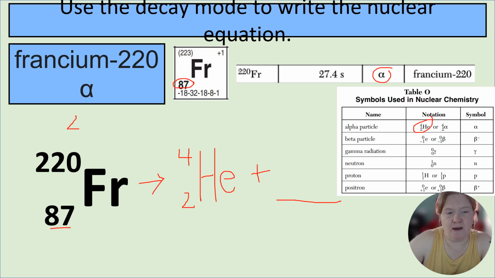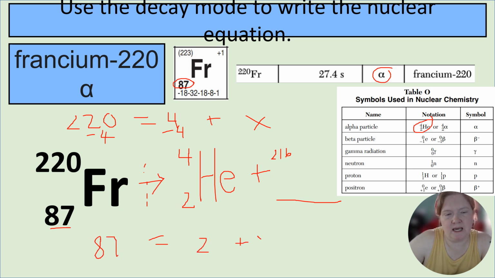Let's look at the top. Remember, wherever the arrow is, that's the divider. So 220 equals 4 plus X. Subtract 4 from both sides, and I will get 216. Now let's do the bottom. 87 equals 2 plus X. I subtract 2 from both sides, and I get 85.